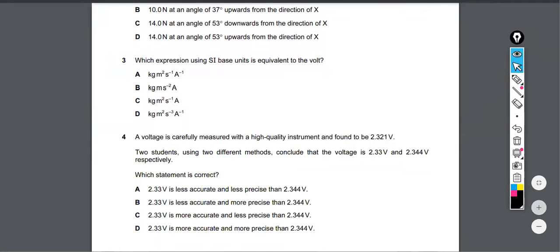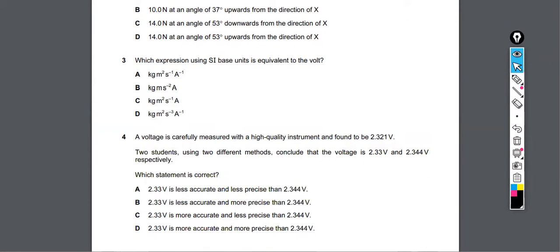Hey, which expression using SI base units is equivalent to the volt? Voltage is one of the quantities we study when we cover electricity, electromagnetism. We haven't gotten that far yet. But see how it's the third question on this paper 1? Why? Because base units is such a foundational idea, right? We were introduced to base units so far, but we've never been taught what a volt is yet. So this question is beyond the scope of the midterm.